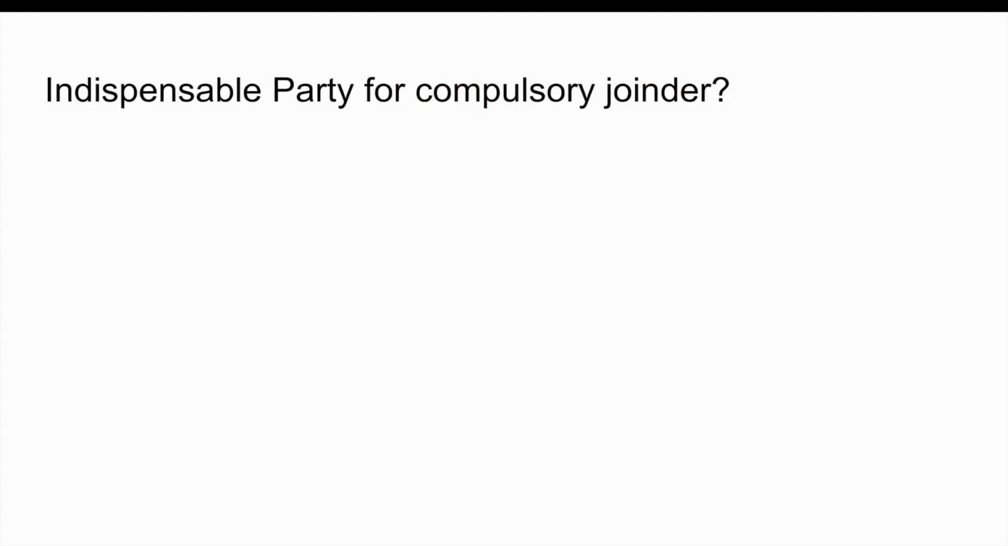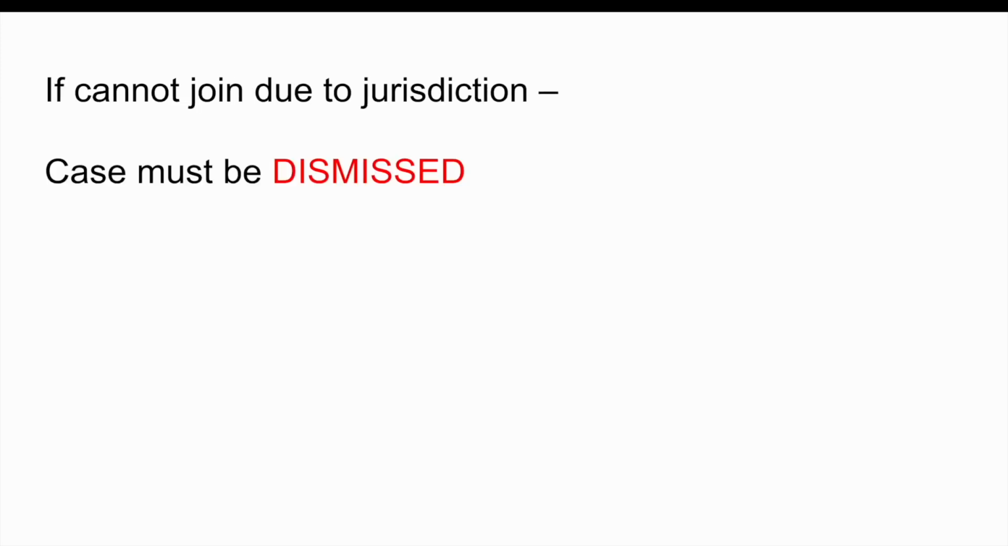Okay, now, indispensable party for compulsory joinder. What is an indispensable party for compulsory joinder? ¿Qué es la parte indispensable para una adhesión obligatoria? If cannot join due to jurisdiction, the case must be dismissed. Si no se puede unir debido a la jurisdicción, entonces el caso debe ser eliminado.